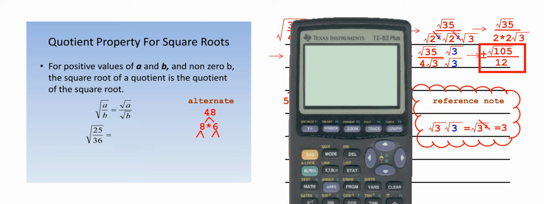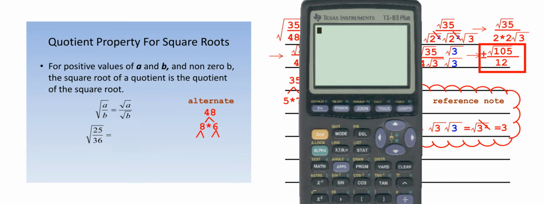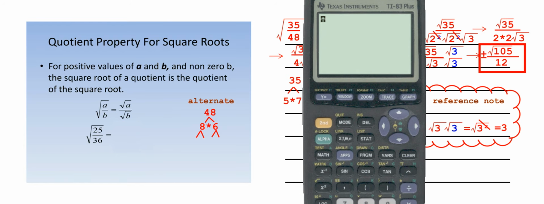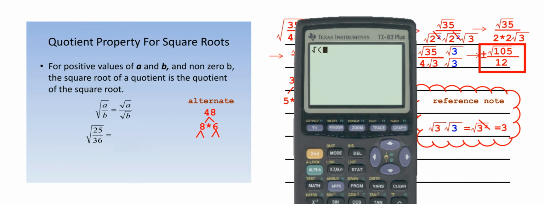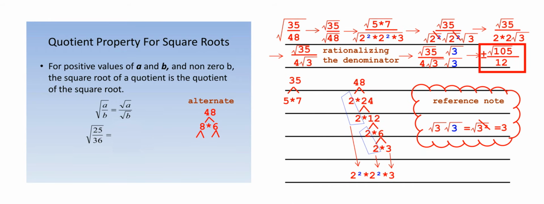And if I wanted to get an approximate answer, I could put that on my calculator. Clear anything I might have. Then my button would be the square root. Notice I have a square root there. And then I can put 105, close my parentheses, hit the division sign, and then put 12 and hit enter. Then I get my decimal approximation of plus or minus 0.8539 roughly. Okay, I'll leave that one up to you if you want to approximate or not.